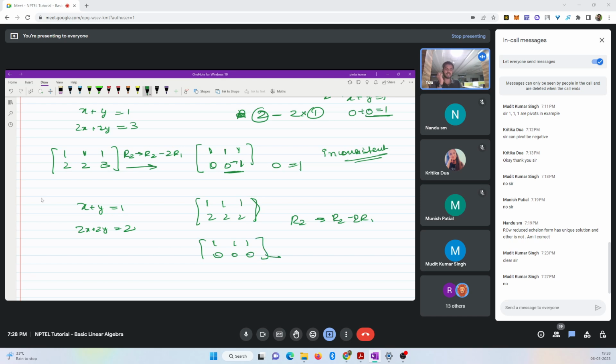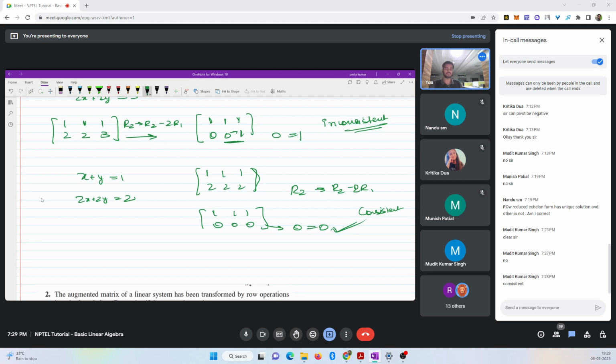Now you see that the second row is saying that 0 is equal to 0. This is correct. There is no issue with it. But we didn't get any information. This is a consistent one, right? This is consistent. But we didn't get any extra information about y. So now we have only one equation left with us, that is x plus y is equal to 1. This is the case when we have infinitely many solutions.